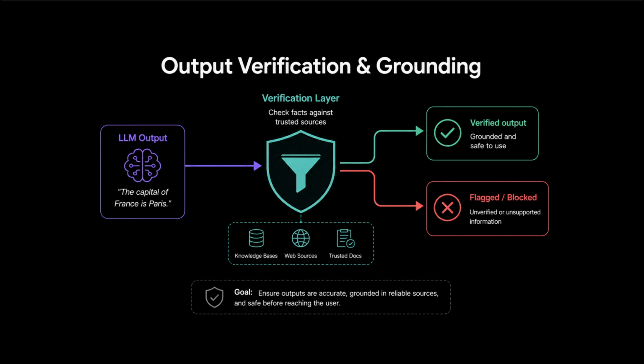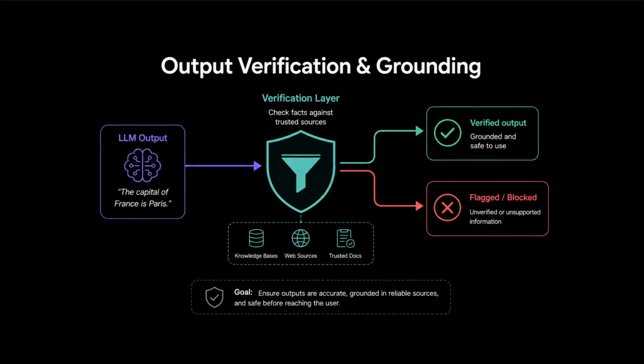A variation of this is citation grounding. That is, the model is forced to cite its source for every claim, and then an automated system checks whether the claim actually appears in that source. If it doesn't, it is either flagged or blocked. This is computationally expensive, which is why it's mostly used in high-stakes domains. But for things like medical AI or legal AI, it's totally worth it.